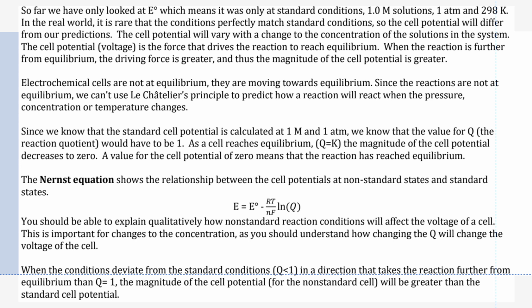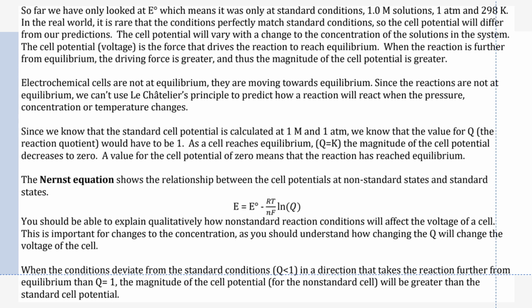Electrochemical cells are not at equilibrium, they are moving towards equilibrium. Since they are not at equilibrium, we cannot use Le Chatelier's principle to predict. We know that the standard cell potential is at 1 molar and 1 atmosphere, so the value for Q, the reaction quotient, would have to be 1. As a cell reaches equilibrium where Q equals K, the magnitude of the cell potential will decrease to 0. A cell potential of 0 means that the reaction has reached equilibrium.